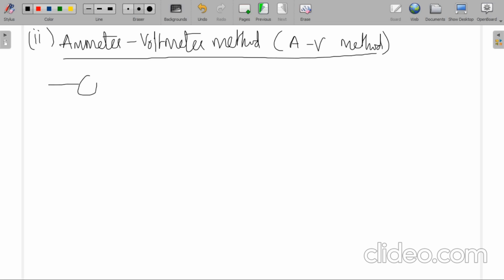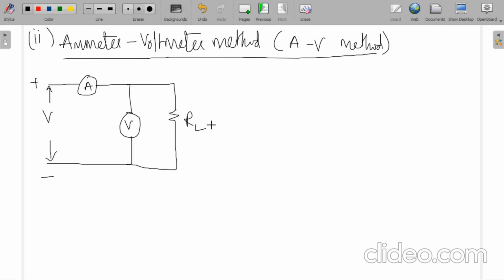In this method, first we connect the ammeter, then the voltmeter. Let V be the voltage applied to the circuit. Let RL be the load resistance. Let IL be the current flowing through it. Let VL be the voltage across this load.